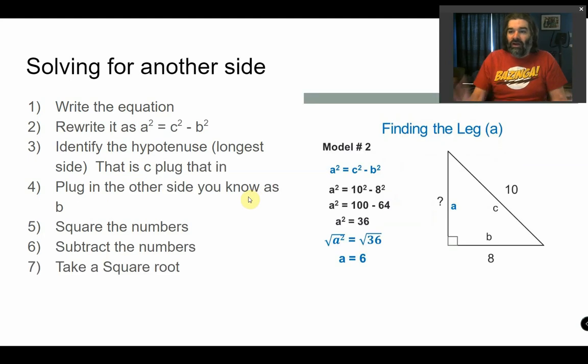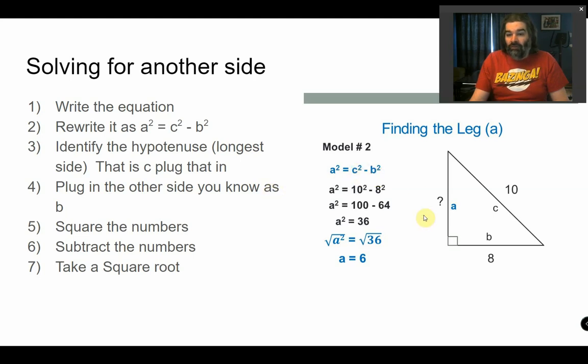The only other question I could ask you is how do you solve for a side that isn't the hypotenuse? Now, the nice thing is, because it doesn't matter what A and B is, let's just always call the side you're solving for A. Step 1, write the equation. C squared equals A squared plus B squared. Step 2, rewrite it as A squared equals C squared minus B squared. Or you could just write this equation first, that A squared is C squared minus B squared.